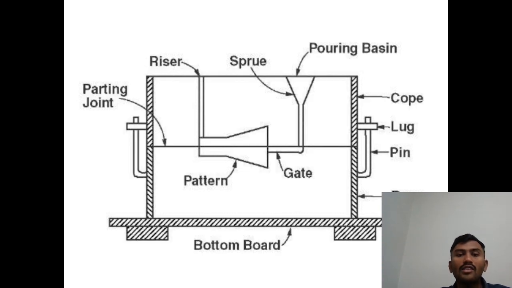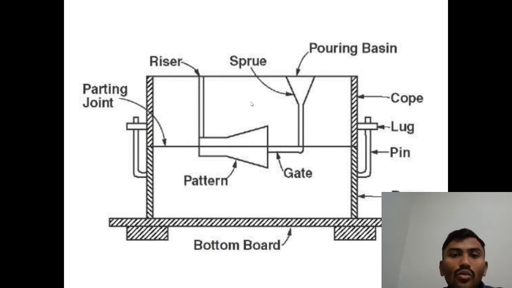See, in this figure you can observe that there is a board pattern. This is the board pattern. On the board pattern, we have two boxes, one cope box and one drag box. Two boxes will be there. The upper box is called the cope box, and the bottom one is called the drag box. Between the cope box and drag box, we have a parting joint. This parting joint joins both the cope box and the drag box.